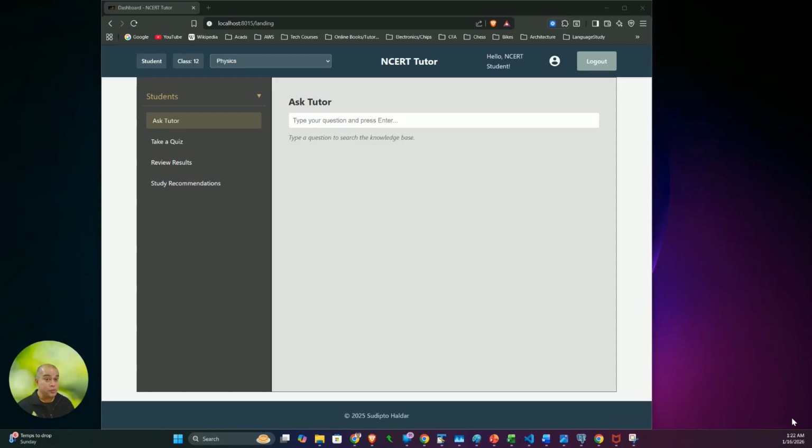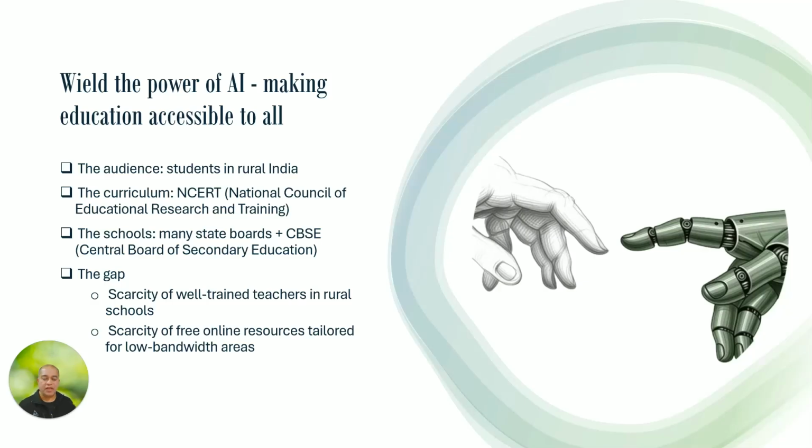Today, I'm going to walk you through NCERT Tutor, an EdTech solution I created with a specific problem area in mind. Before jumping into the technology components, I would like to give you some context. There is a significant education gap between rural and urban India, and this gap is not arising out of lack of motivation or talent. It can mostly be attributed to structural and infrastructural issues.